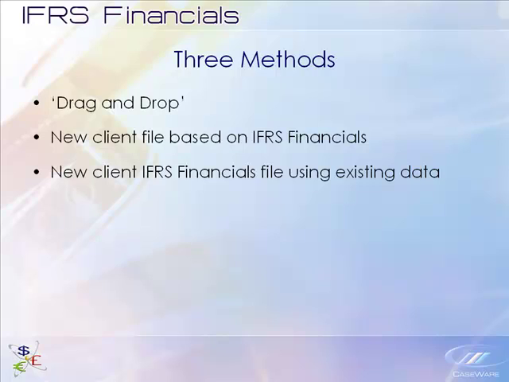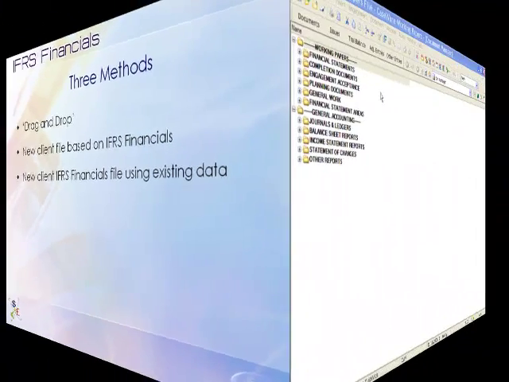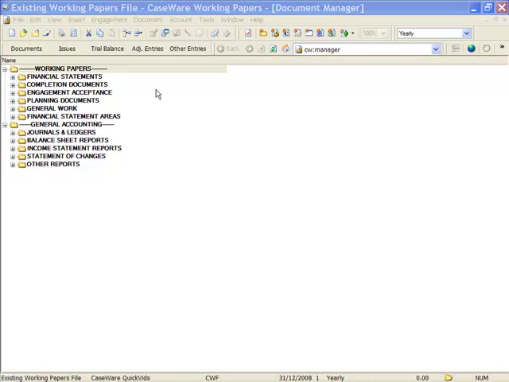So let's review the first method, known as drag and drop. This method will be used to integrate financials into an existing working papers client file with no existing financials folders or documents. This will be done using the document library feature found in working papers. By default, the document library folder path should be set correctly, but it is important to show you where to set the path if necessary.